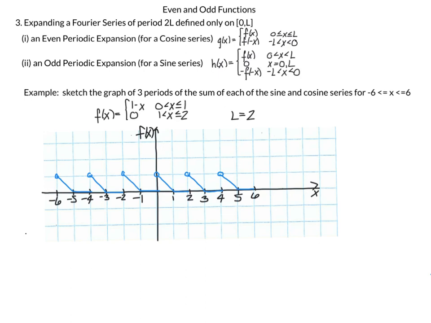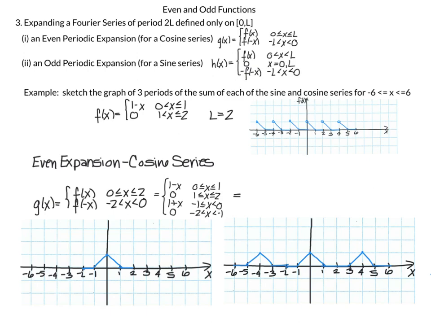Just to get a feel of what's going on, I'm going to sketch the original function. We have our line that goes from 1 to 0 between 0 and 1, and then from 1 to 2, we're at 0. So that is our original function f of x. And then we say it's periodic, L is equal to 2, so it looks like this. I'm going to move our graph up here for reference.